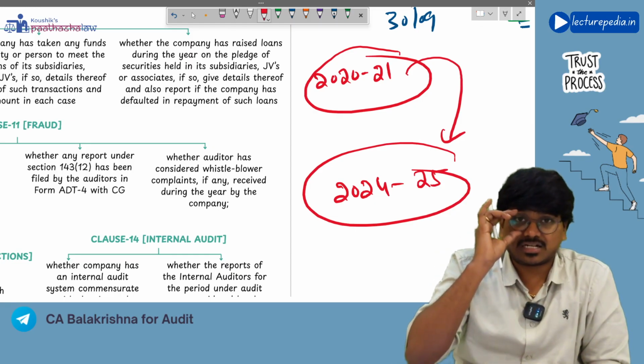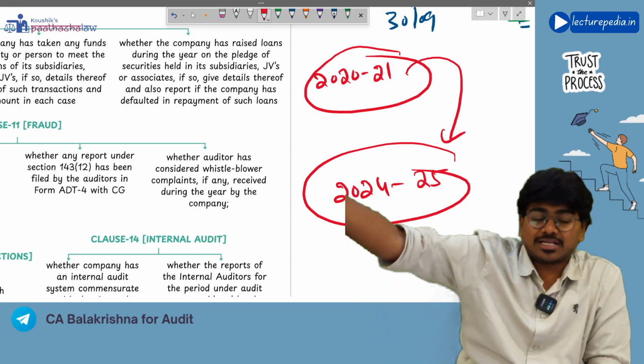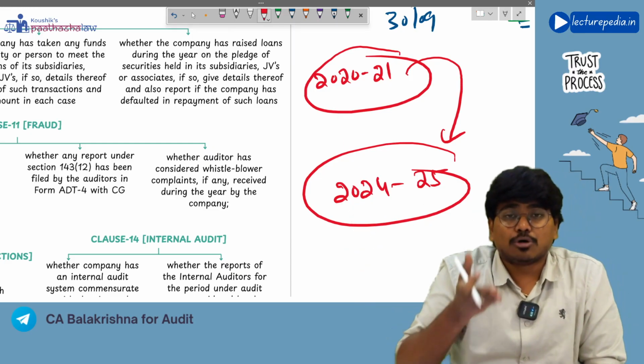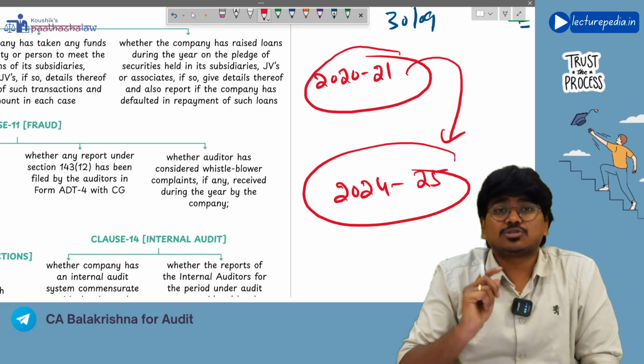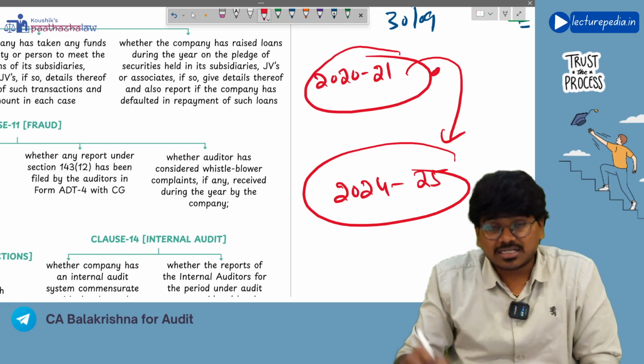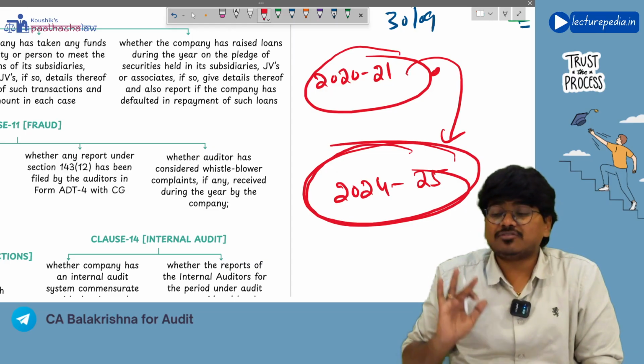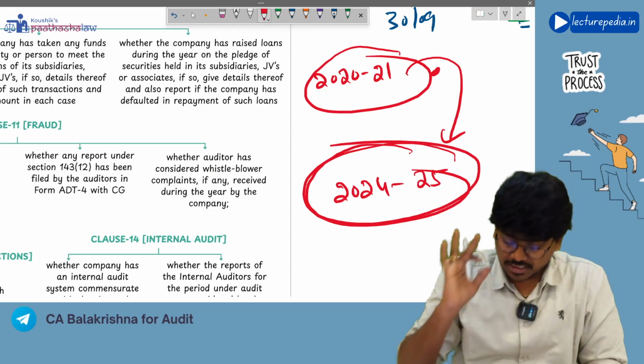In such a situation, you have disclosed to the income tax department and you have paid the income tax. But what about the books of accounts? The auditor has to check whether that income that is disclosed in the current year is properly accounted for in the books of accounts or not. Got it?